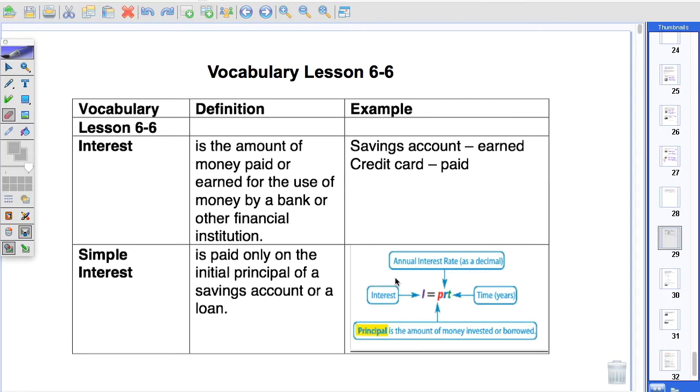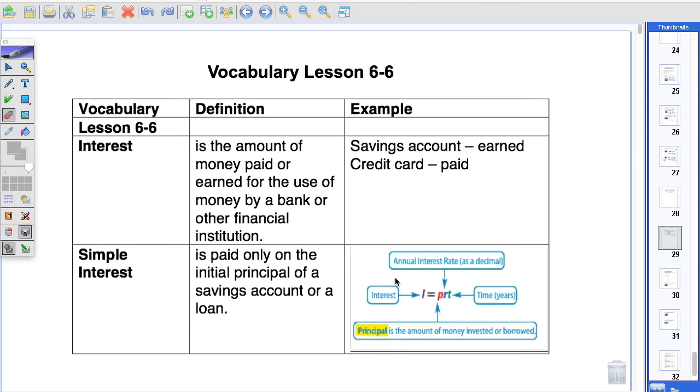Before we begin Lesson 6.6, here's the vocabulary. We have interest, and this is the amount of money paid or earned for the use of money by a bank or other financial institution. Examples would be a savings account. That's money that you've earned if you keep your money in a savings account at a bank. And a credit card, there's interest on it, and that's money you have to pay because you're borrowing the money from the credit card company.